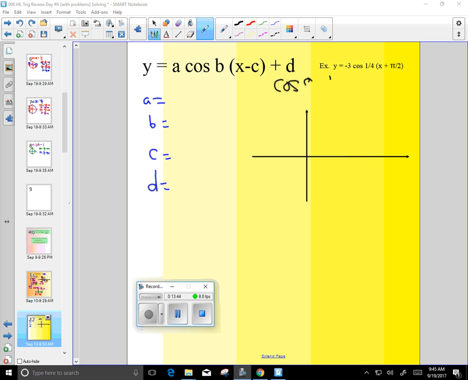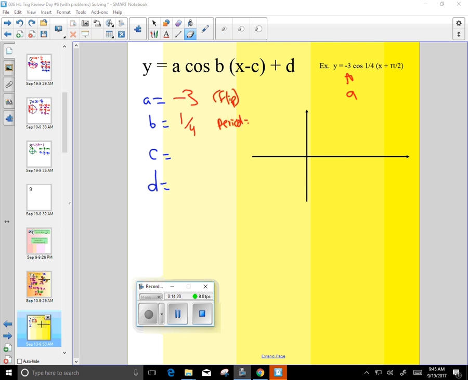So what did you call A for this example? Negative 3, that's your A. Yep. What does the negative mean? It's going to flip over the x-axis. We'll just write flip here. What is B from your problem? 1/4. So the period is going to be 2 pi over B, which is 2 pi over a 4th. What is that? Yes, that's going to be 8 pi.